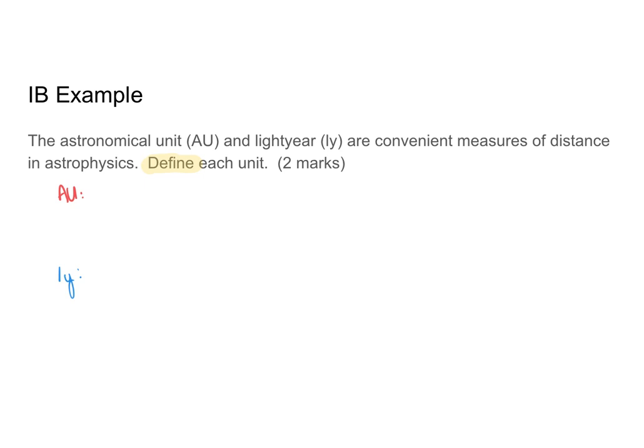Okay, so hopefully you've paused and written down your answers. Here are mine. So I defined an AU as the distance from the Earth to the Sun, and a light year as the distance that light travels in 1 year. Let's go ahead and take a look at the IB mark scheme to see how well my answers fit.